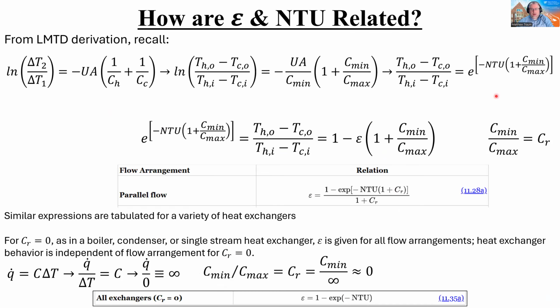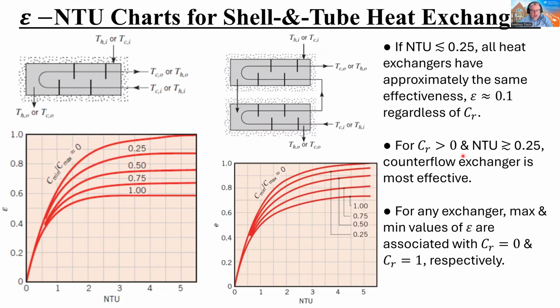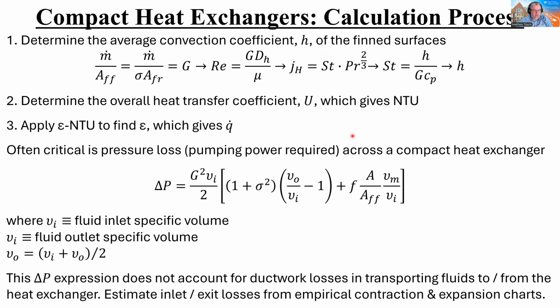Because NTU has A in it, it's got U in it. You presumably know the U from the heat flux, and so now you can find the A. Okay. And then there's the other type of problem, right?